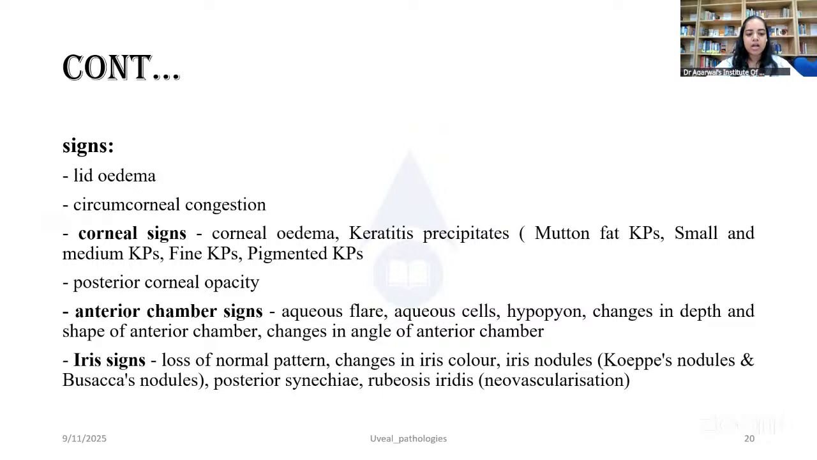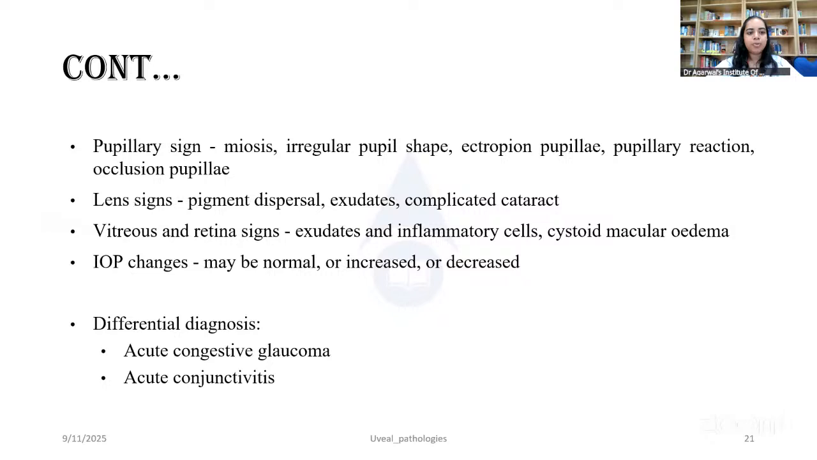Iris signs are loss of normal pattern, changes in iris color, iris nodules, posterior synechiae, rubeosis iridis. Pupillary signs are miosis, irregular pupil shape, ectropion pupillae, pupillary reaction, occlusio pupillae. Lens signs: pigment dispersal, exudates, complicated cataract. Vitreous and retina signs are exudates and inflammatory cells, cystoid macular edema. IOP changes: may be normal, increased, or decreased.